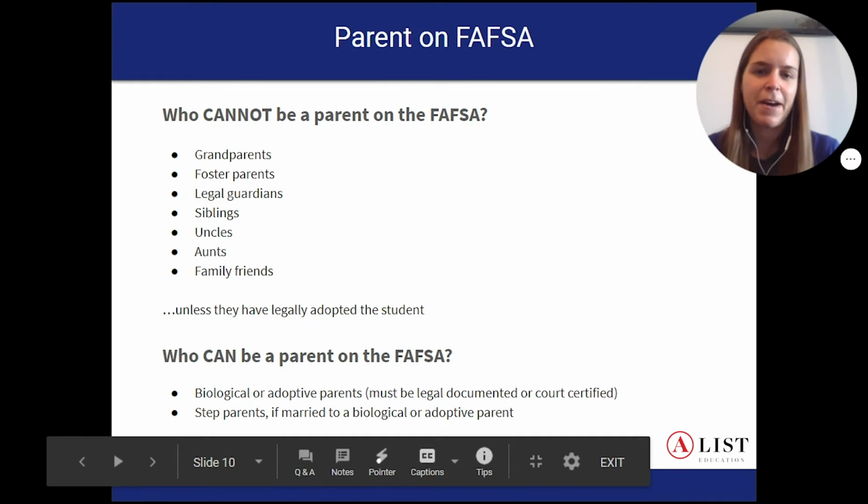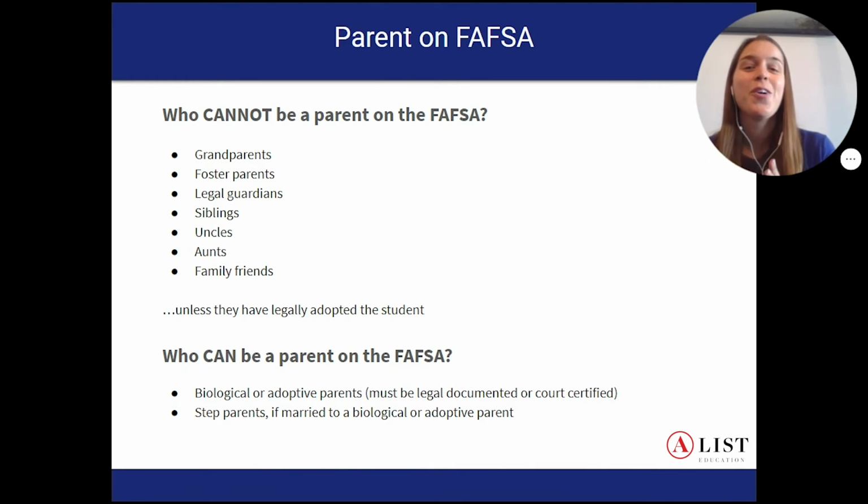Who is the parent on the FAFSA? People who cannot be a parent on the FAFSA include grandparents, foster parents, legal guardians, siblings, uncles, aunts, and family friends, unless they have legally adopted the student. The only person who can be a parent on the FAFSA is a biological or adoptive parent, and they must have legal documentation that shows that.